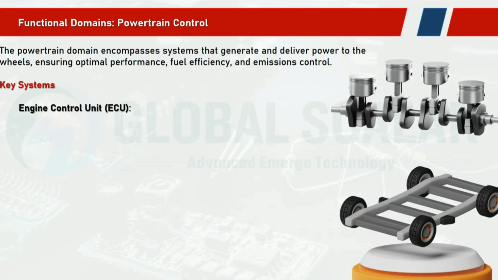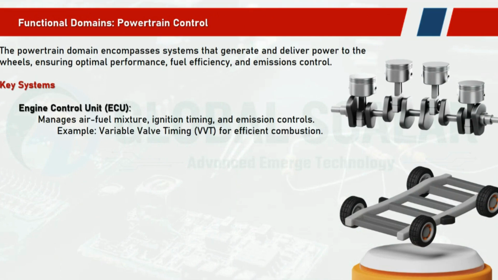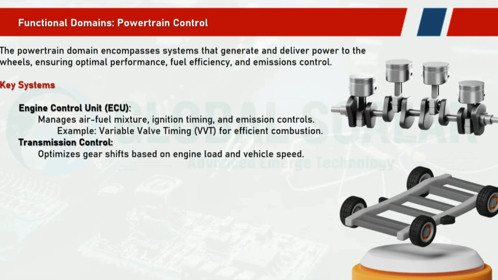What are the key systems? So the engine control unit, ECU, manages the air-fuel mixture, ignition timing, and emission control. An example of this is variable valve timing, VVT, for efficient combustion. Transmission control is a part of optimizing the gear shift based on the engine load and the vehicle speed. It is part of dual clutch transmissions or gearless, seamless gear changes.